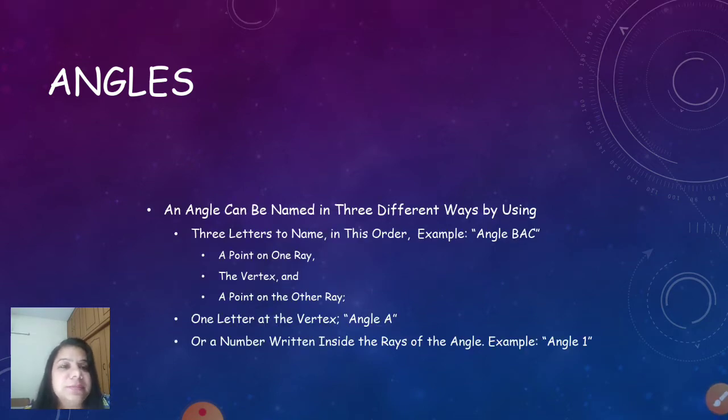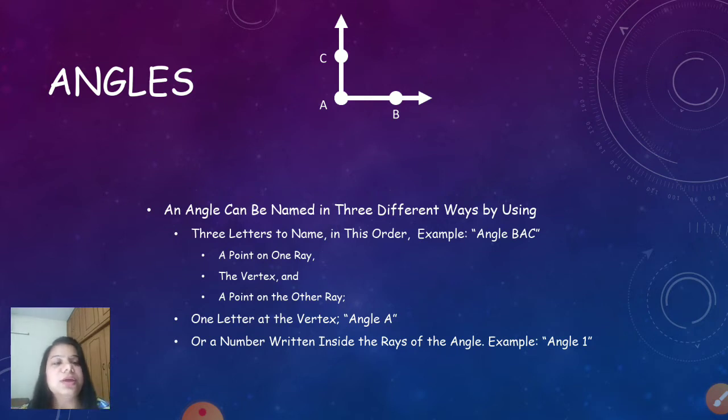Now, an angle can be named in three different ways. First way is you can write it as angle BAC. You can see in the picture here a point. How you can write the name of the angle with three letters? First letter should be a point on one ray. Okay, and the middle letter, please note it, whenever you are writing the name of an angle, the middle letter should be the name of the vertex. Okay, and then the point on the other ray.